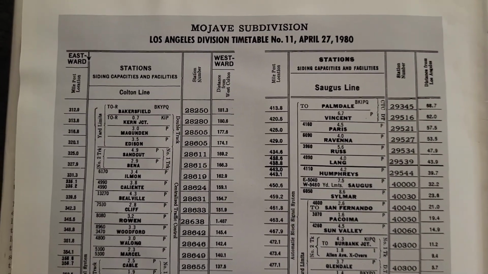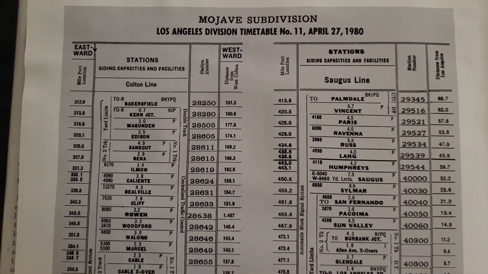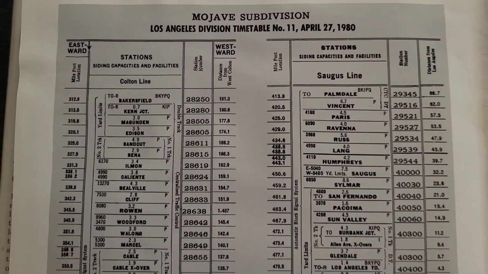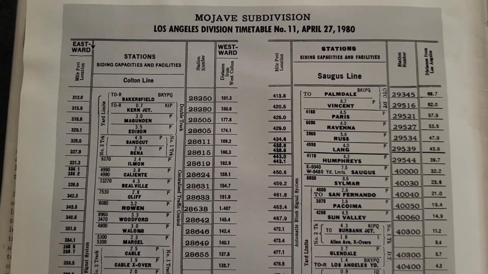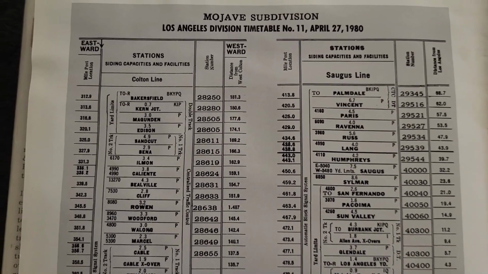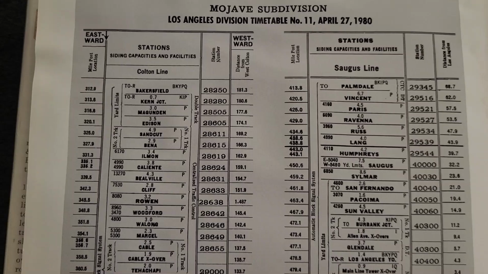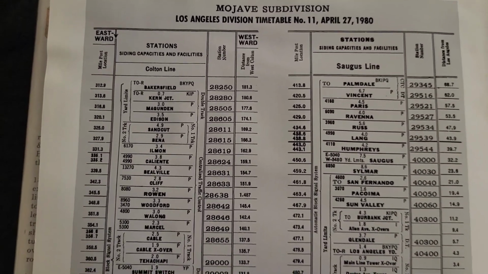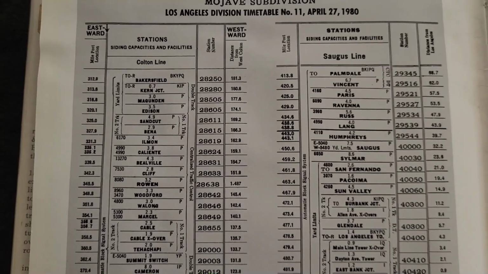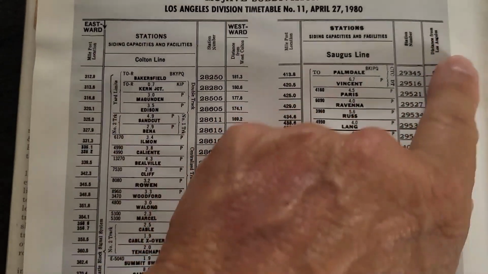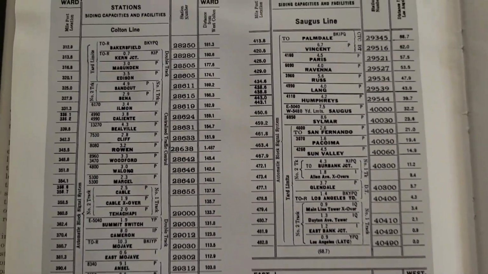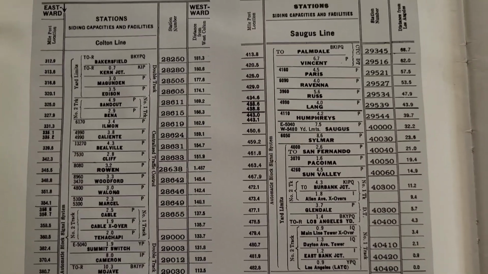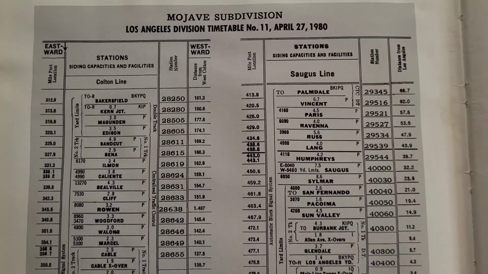This is shortly after I went to work there. The LA Division timetable for the Mojave sub. You heard me talk about the LA and San Joaquin divisions before. Those were for the signal department. Those didn't have anything to do with operating. The operating department was a much larger subdivision. But anyway, you can see on this one that there are no scheduled trains. This is the Saugus line over here. And you can see that it just gives you the information that I pointed out in the modern Union Pacific timetable.